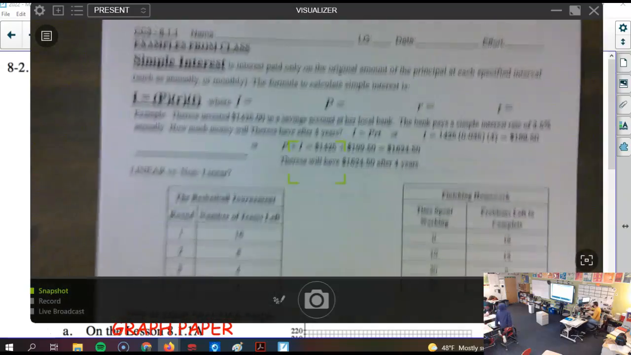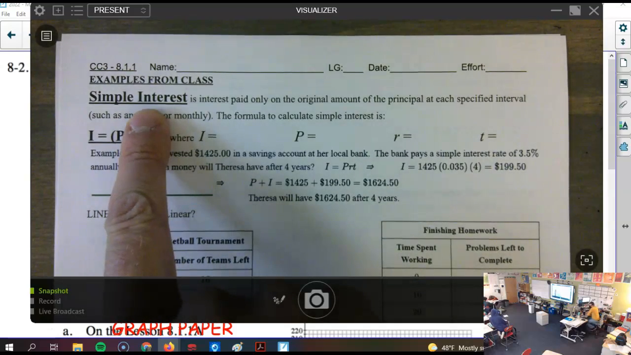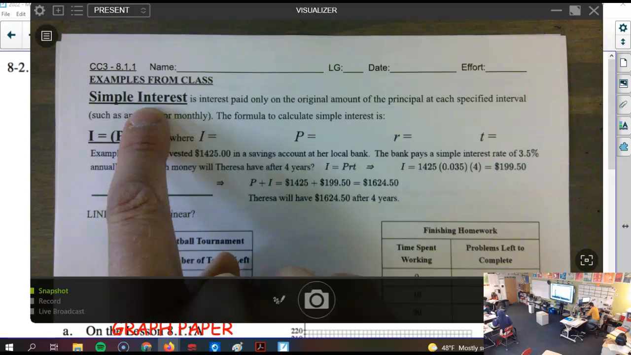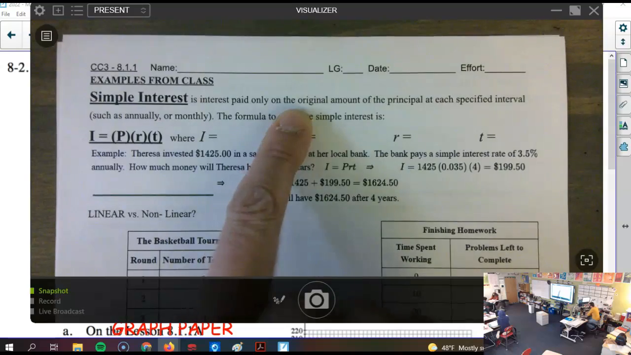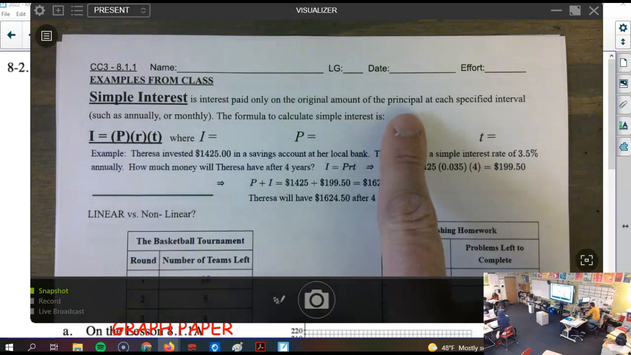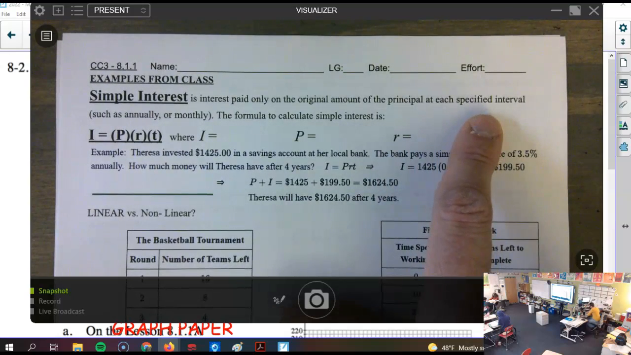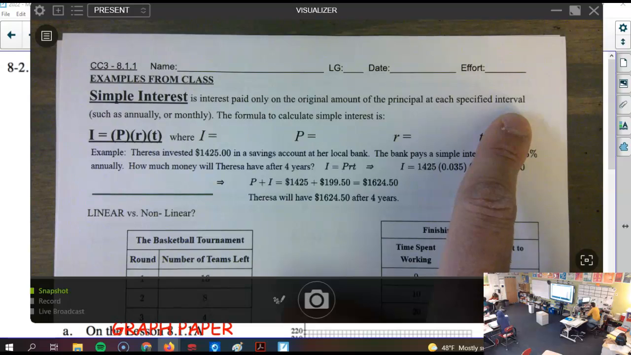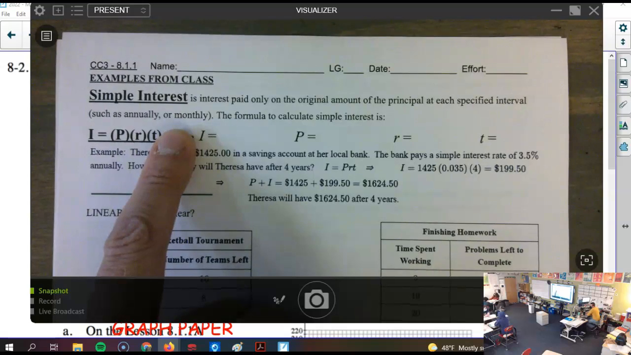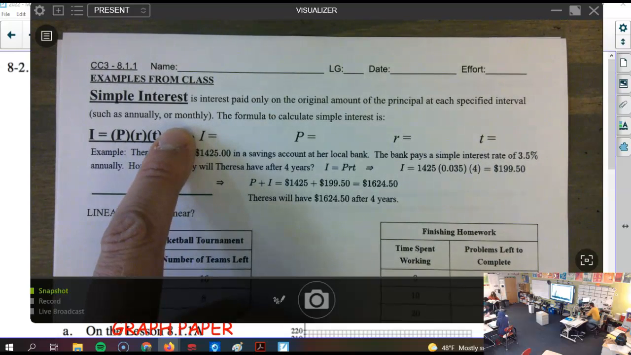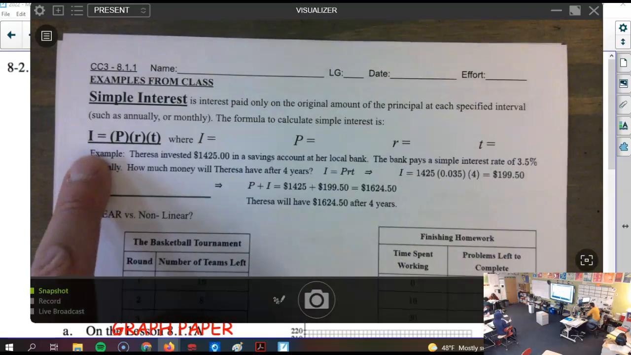On your notes paper, you have this. Simple interest, which refers back to question B, right? Simple interest is interest paid only on the original amount of the principal, well, there's a word we don't know, at each specified interval, such as annually or monthly or weekly or daily, but most simple interest wouldn't happen daily. The formula to calculate this is, and it didn't fit very well up here, so I dropped it down here.